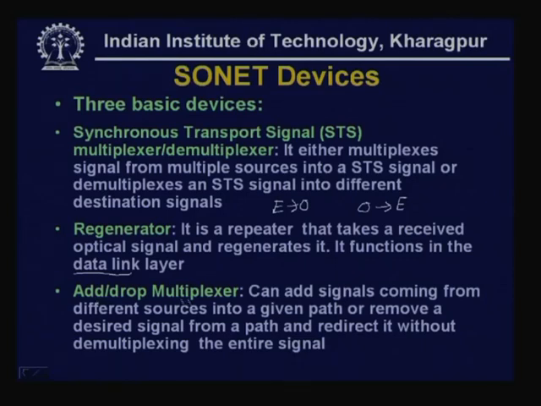Then you have got add drop multiplexer. Add drop multiplexer can add signals coming from different sources into a given path, or remove a desired signal from a path and redirect it without demultiplexing the entire signal. So, the demultiplexing and multiplexing is restricted to the STS multiplexers. On the other hand, the add drop multiplexer can divert a path or remove a desired signal from a path. It is done based on address and pointer, as we shall see.